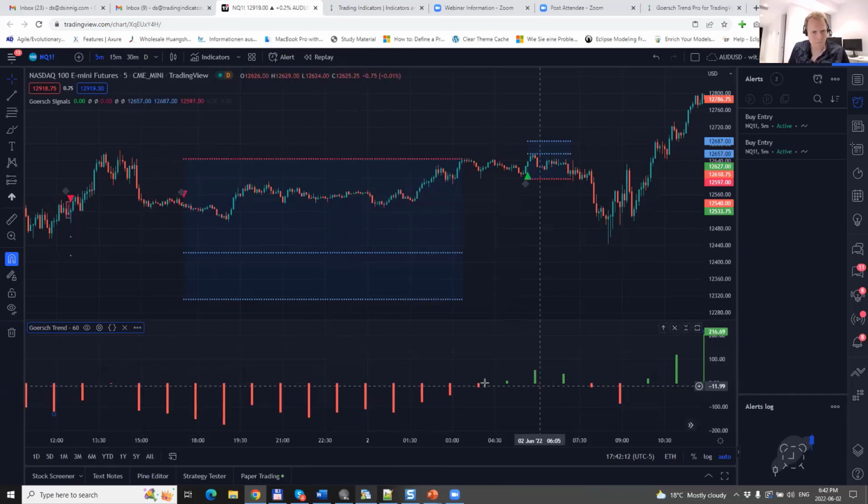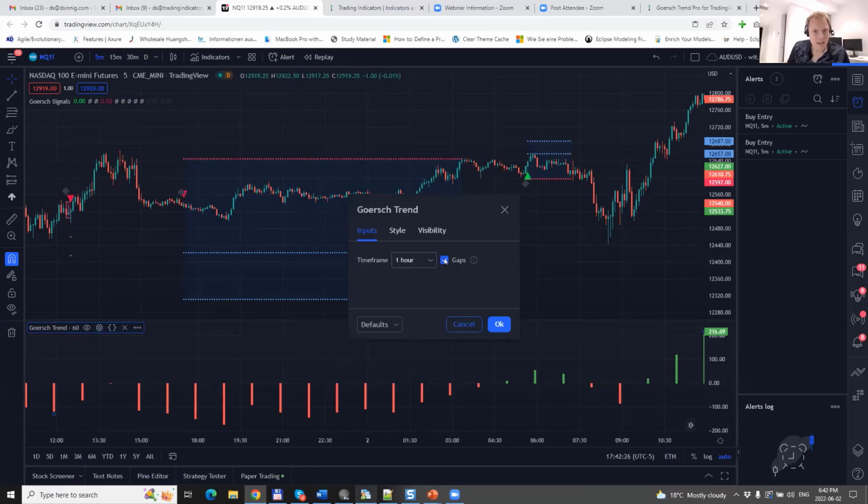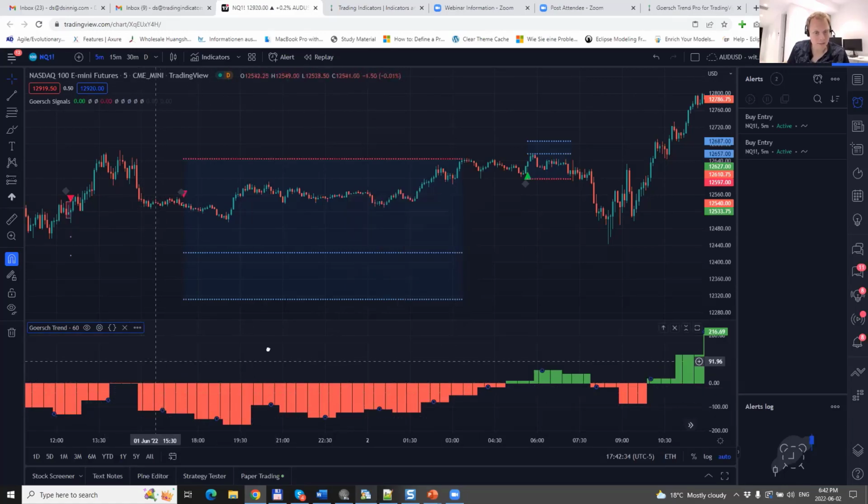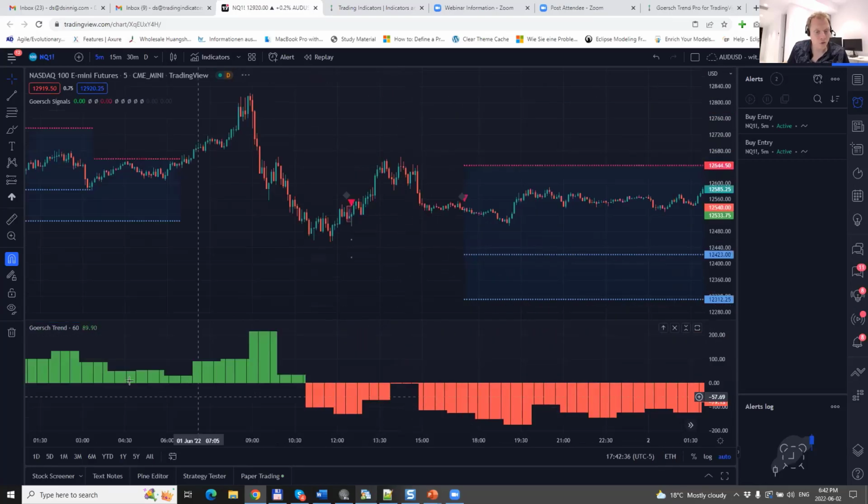If you don't like these spaces in between, which are caused by the fact that, of course, on the 1 hour time frame we only get a new value every hour, you can go back to the settings and unselect gaps, which basically will fill these gaps with the same color and density. And it would look like this. So this is basically the Goersch trend histogram calculated on the 1 hour time frame, but shown on your chart time frame, which is a pretty awesome feature.